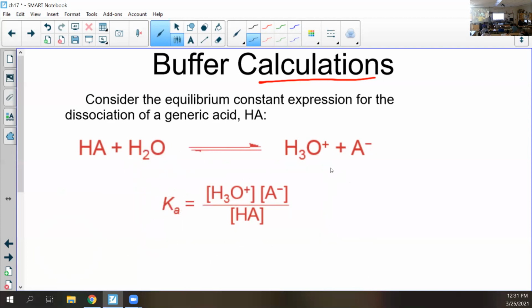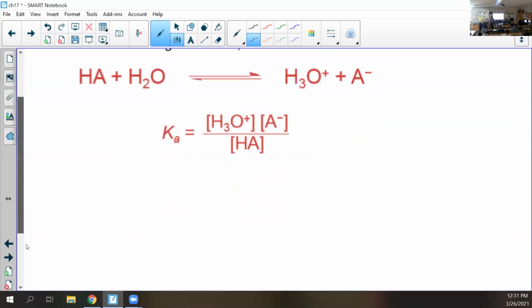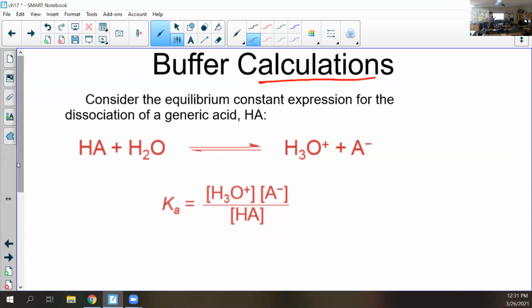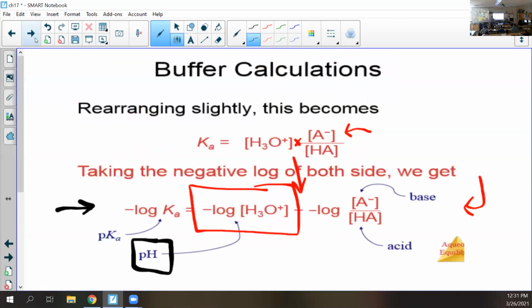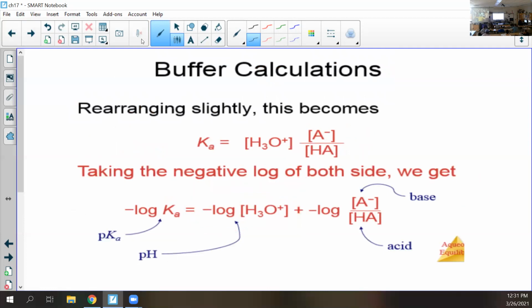So consider the equilibrium constant expression for the dissociation of a generic acid HA. A minus means an ion. That was tricky for me. I don't know about you guys, but it's like, what am I talking about? I would never torture anyone by teaching them English. This is math, which I don't ever want to teach either.